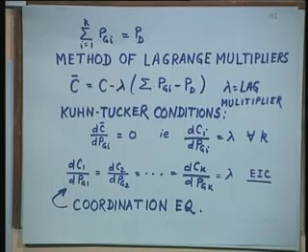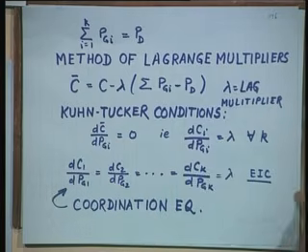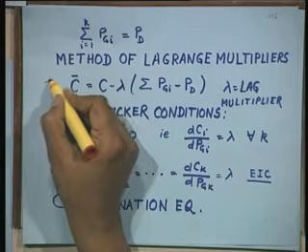So, Kuhn and Tucker were two gentlemen who presented this paper in a 1953 conference, and they say what you do, you form a Lagrangian. This C bar can also be written like this.